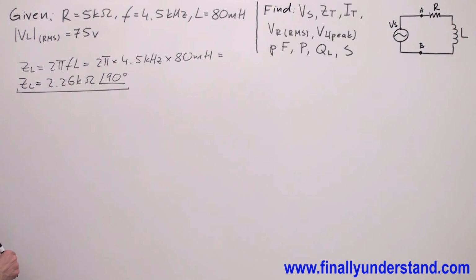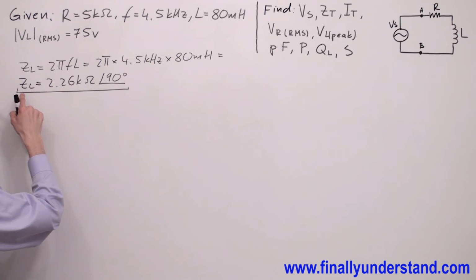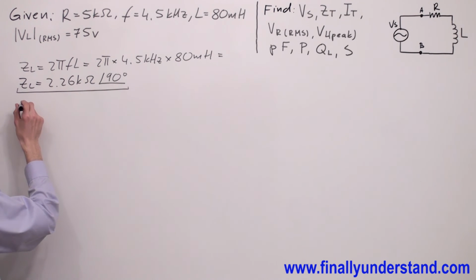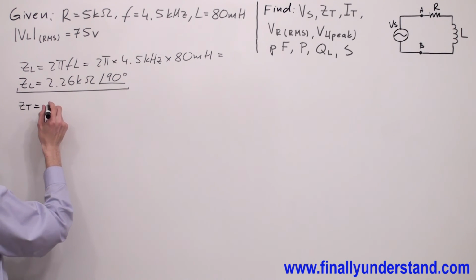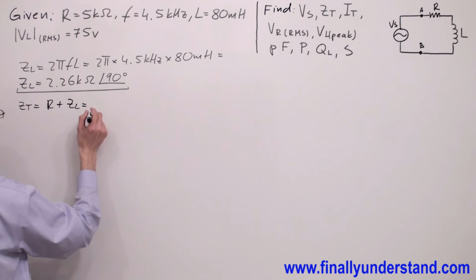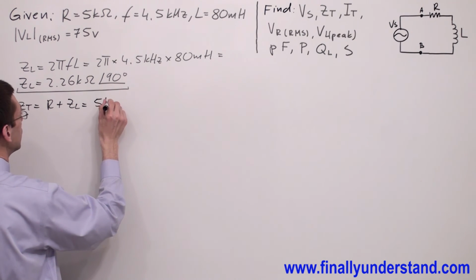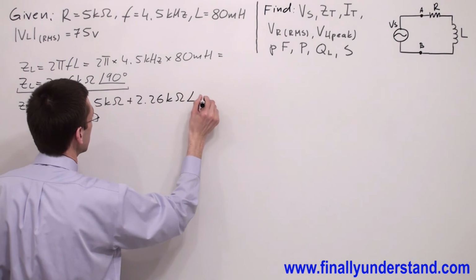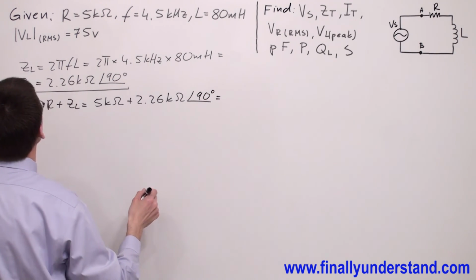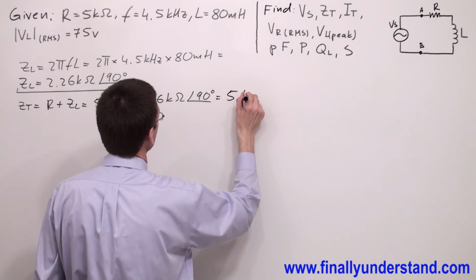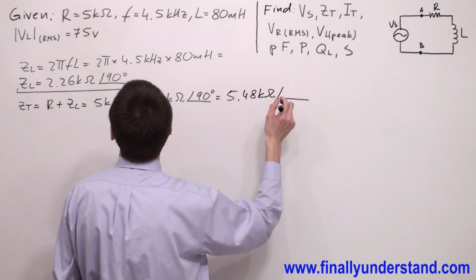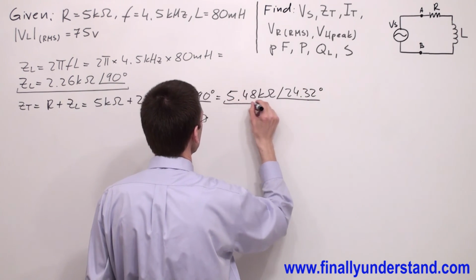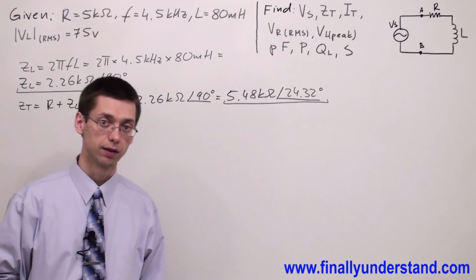Next, because I have given resistance and impedance of the inductor, I can find the total impedance. Z total is equal to resistance plus ZL, where resistance is equal to 5 kilo ohms, plus ZL, 2.26 kilo ohms and angle of 90 degrees. This is equal to 5.48 kilo ohms and angle of 24.32 degrees. Okay, so this is the total impedance of my circuit.